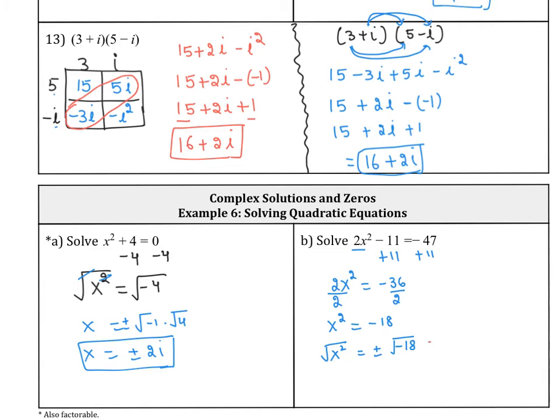Now we're going to break this 18 down. So it's going to be negative 1, square root of negative 1 times square root of 9 times 2. Square root of 9 is 3, so it's going to be plus or minus 3 times i, so it's going to be 3i square root of 2. On the other side, square root and square cancel, so x equals plus or minus 3i square root 2.